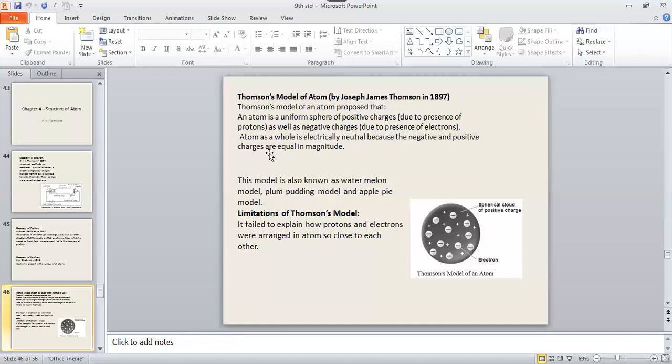Thomson's model was also known as the watermelon model, plum pudding model, or apple pie model. So these different names are given for Thomson's model. Now the limitation: it failed to explain how protons and electrons were arranged in the atom so close to each other. So this is the limitation of Thomson's model.